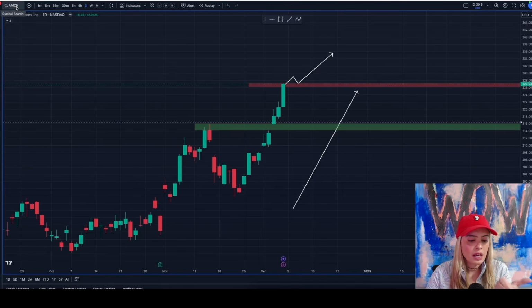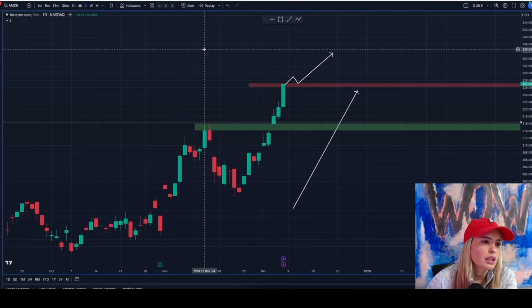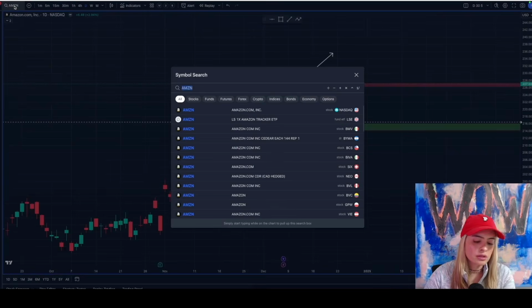So far I like SPY, I like Q, I like Amazon, and I like Apple and Meta, but I don't think I'm gonna get a trade tomorrow. I think I'll be just waiting for those big pullbacks that I'm looking for on Apple and Meta to play the upside continuation. Okay, let's look for Google.